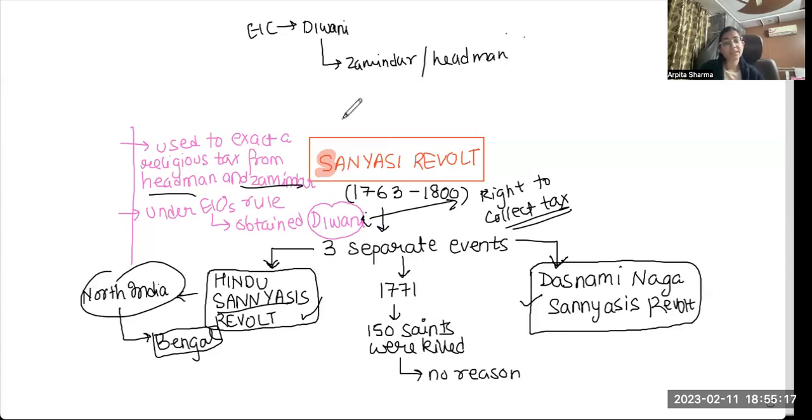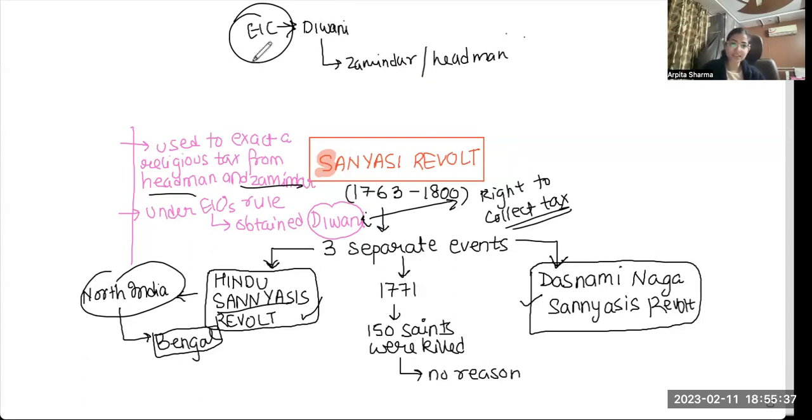So when they were already paying huge amounts of taxes to the East India Company, when the sannyasis used to visit their area, these zamindars were not able to donate anything to these sannyasis because they were already under the burden of paying the East India Company officials taxes on a monthly basis. So they had no money left for making donations.